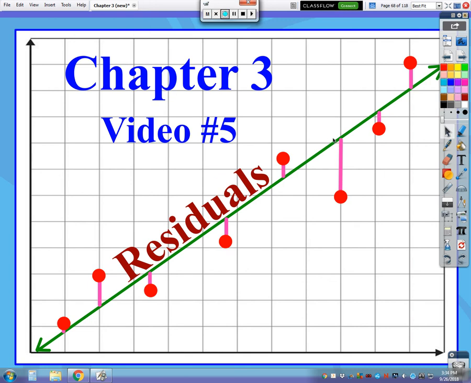Video 5 of Chapter 3. We're going to extend on to our least squares regression line and talk about a concept called residuals.